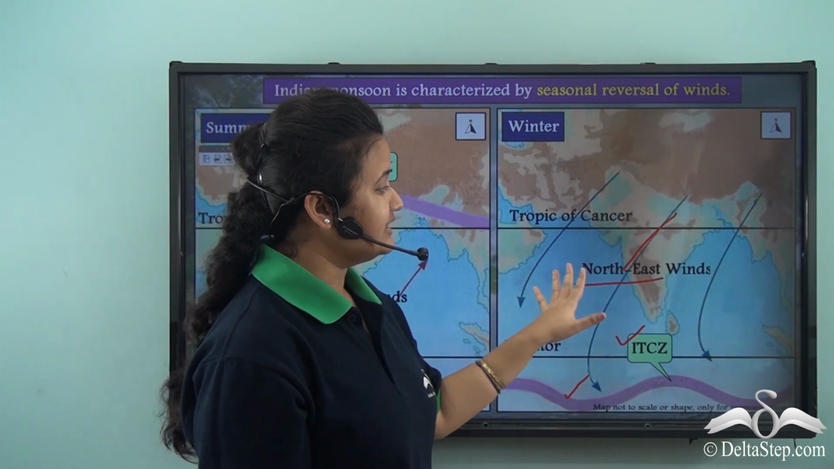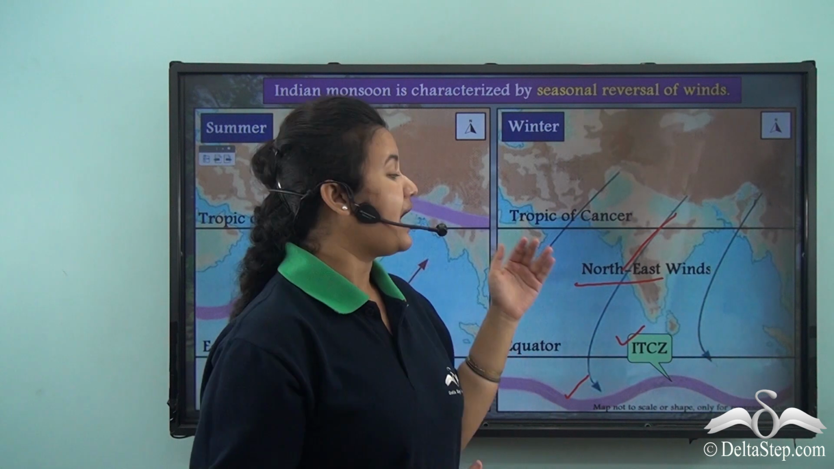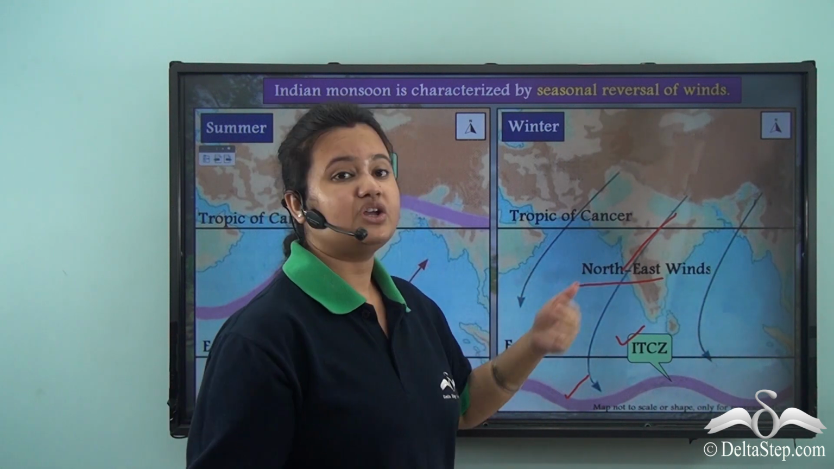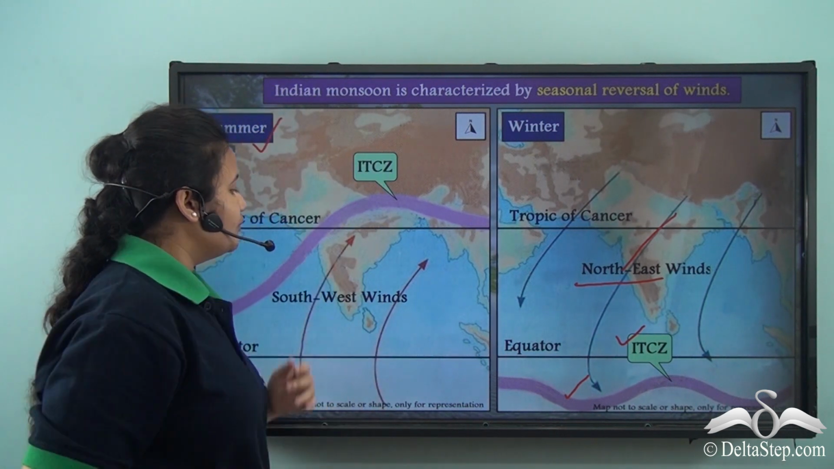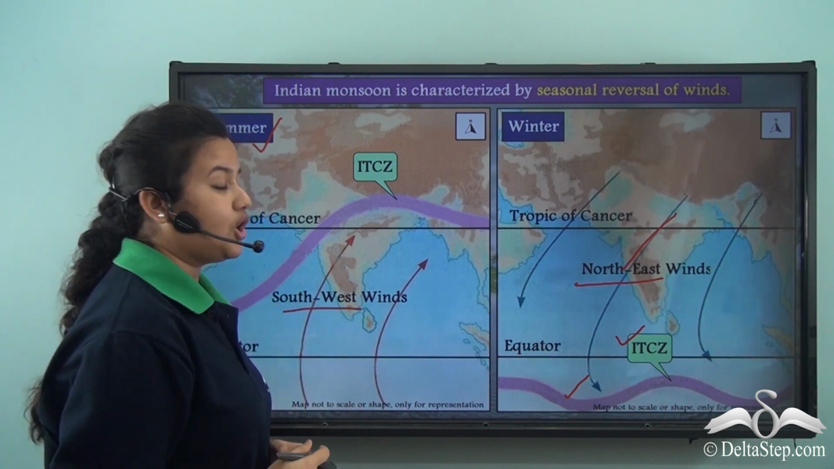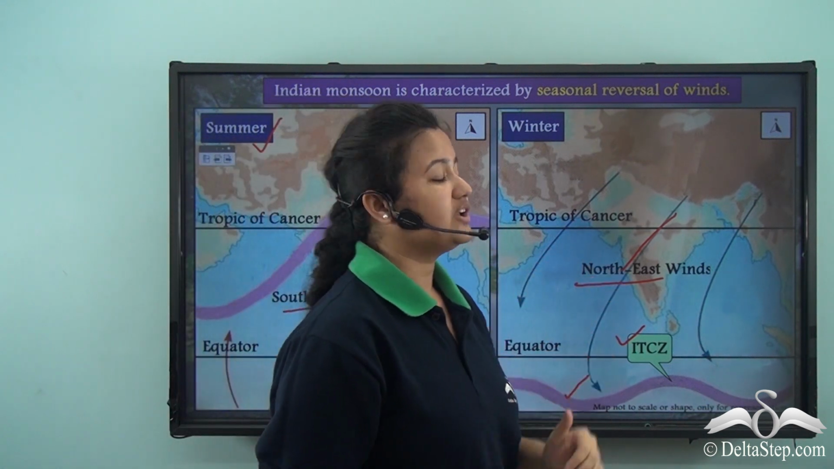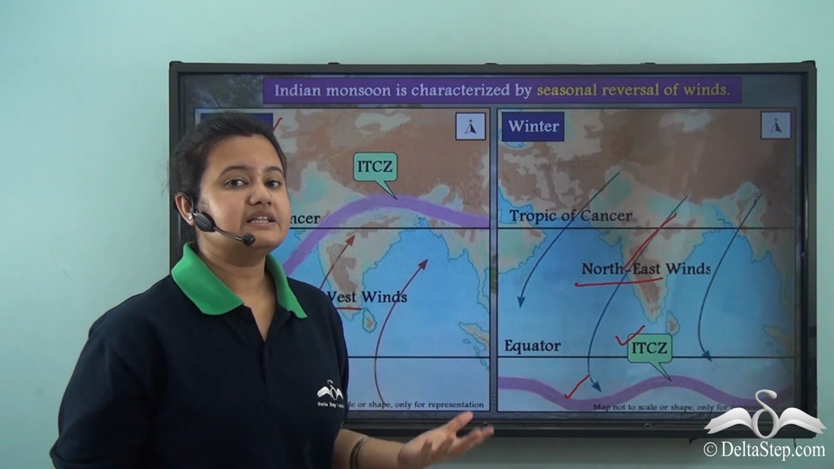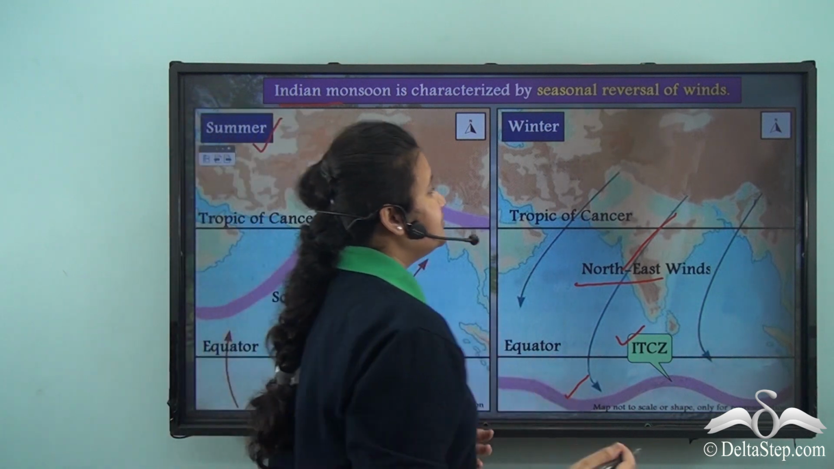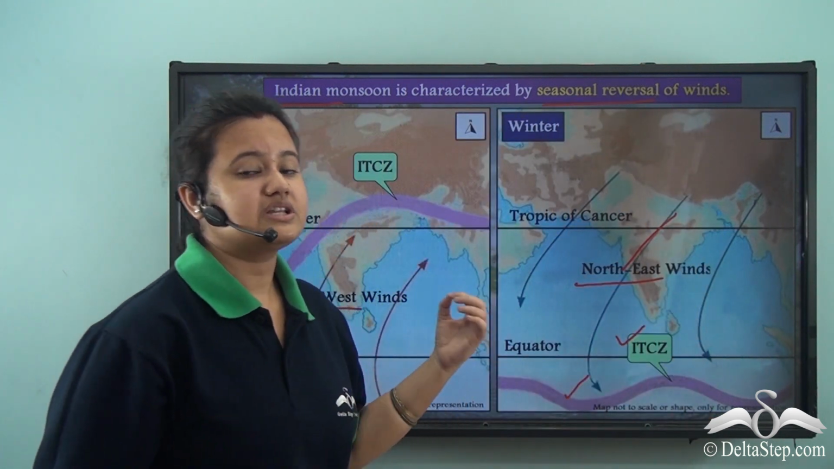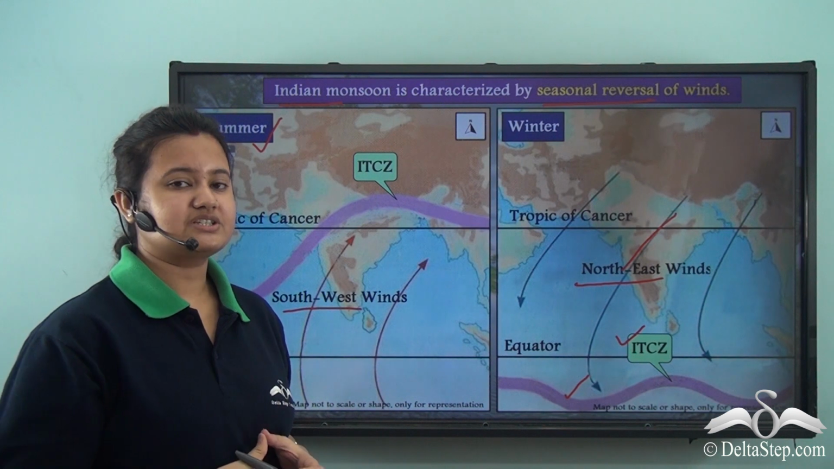and these winds that are prevalent during winter are known as northeast winds, and they are named after the direction in which they blow. Thus, we find that during summer, southwest monsoon winds are prevalent, whereas during winter, northeast trade winds are prevalent over the Indian subcontinent. So we find that Indian monsoon is characterized by seasonal reversal of wind, and it is an important characteristic of Indian monsoon. Now we shall discuss about some more characteristics of Indian monsoon.